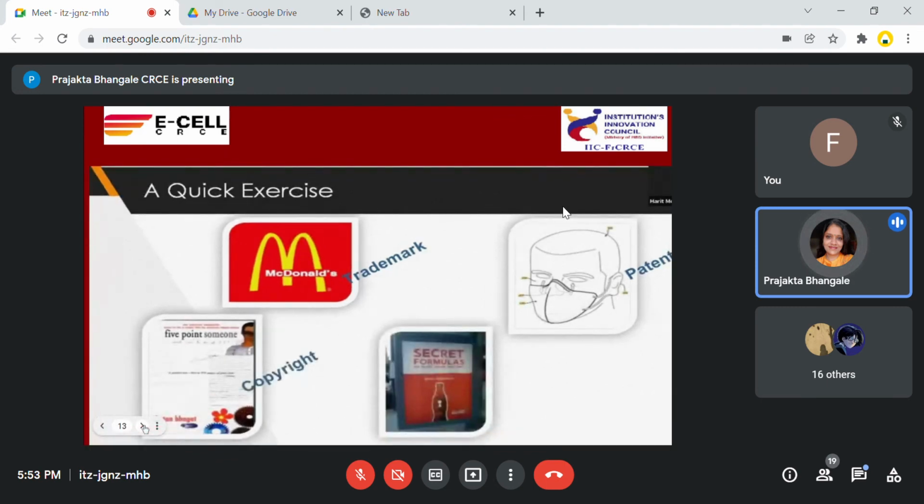What is the next thing? It's a Coca-Cola. Or maybe Pepsi. No, what is visible here? Coca-Cola it is. I know the image is somewhat blurred, that's why I'm helping you. It's a Coca-Cola. Secret formula. Okay. What should I do? Should I go for copyright, trademark, patent?